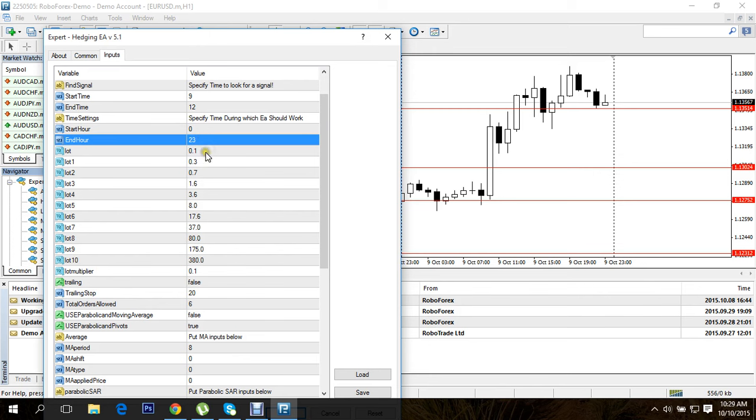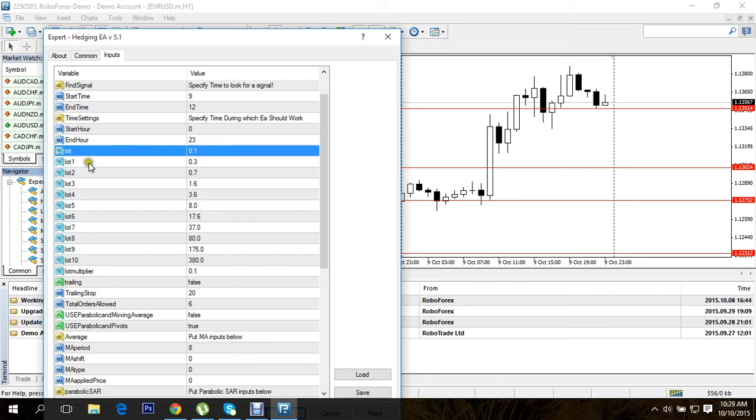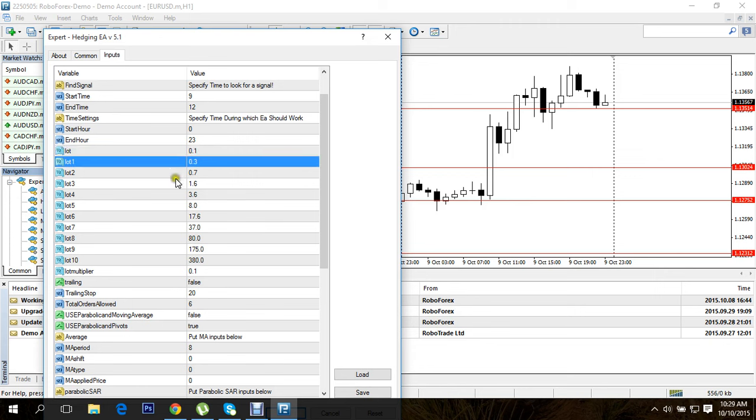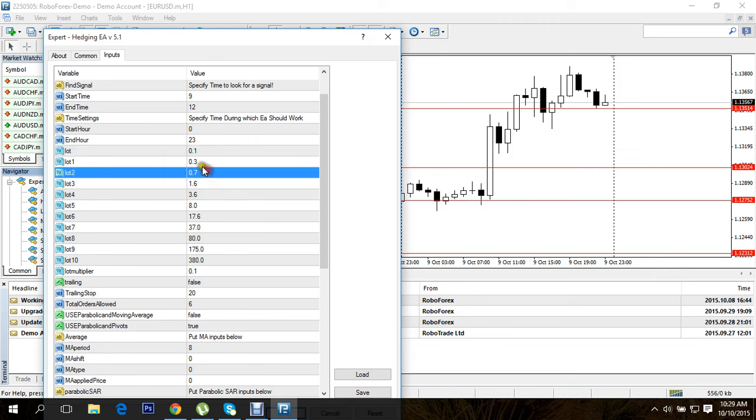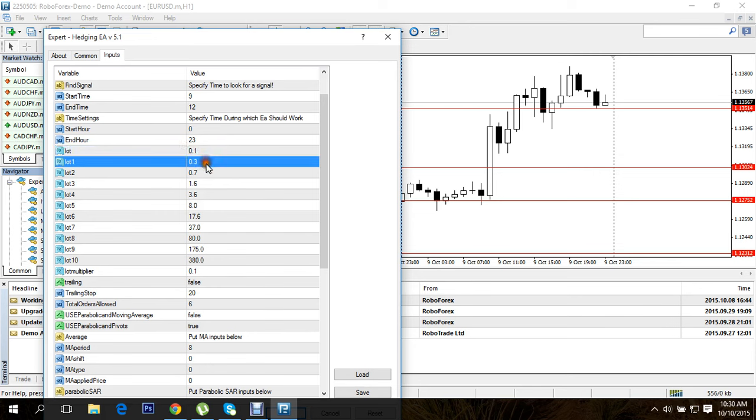The next thing here is the lot sizes of each of the trades. The first trade will have 0.1 lot size, the second trade will have 0.3, and so on. I could have embedded a formula so that the EA calculates lot sizes on its own, but I didn't do that. Why? Because I wanted you to have the option to insert your own values here, so you can customize these numbers.